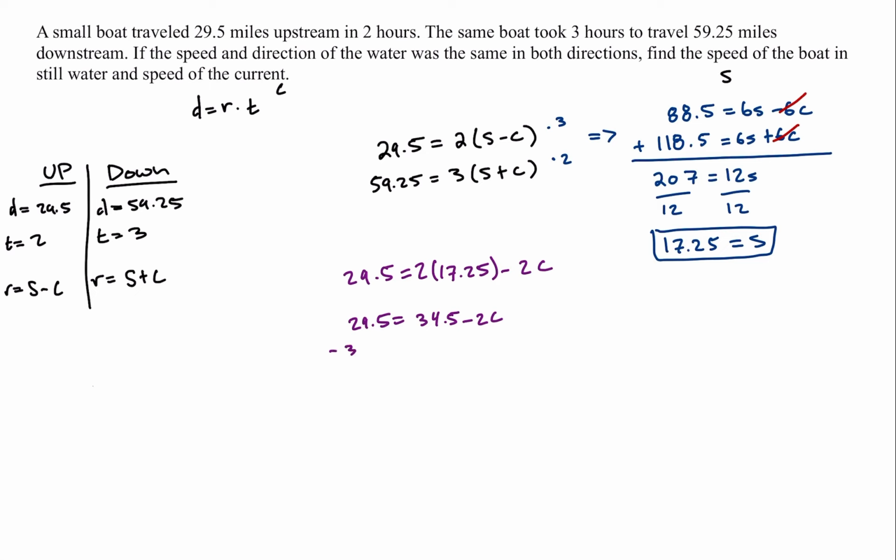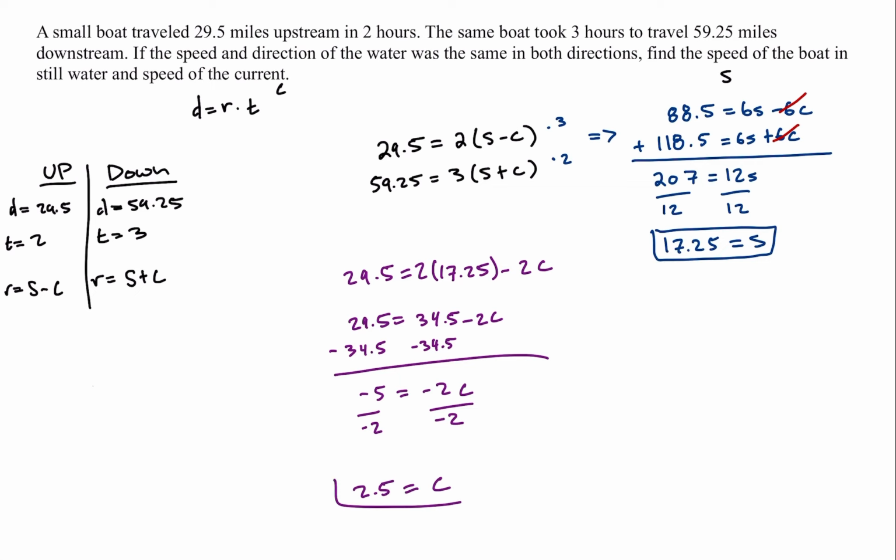If I subtract 34.5, I end up with negative 5 equals negative 2C. Then negative 5 divided by negative 2 on both sides gives me 2.5 is equal to C. So the current speed is 2.5 miles per hour, and the speed of the boat is 17.25 miles per hour.